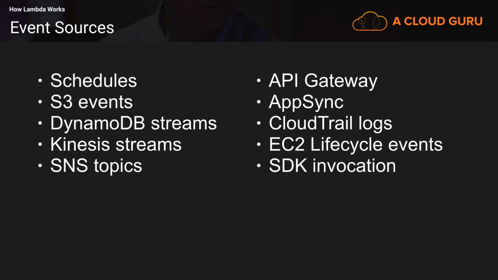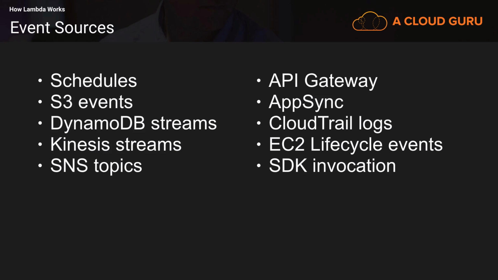There are many event sources. I mentioned some use cases, but these are all of the event sources that are supported at the moment. You can use schedules, similar to a cron job. You can use S3 events, which hands the information about the new file or deleted file or changed file into Lambda, which we're going to be using in our examples.